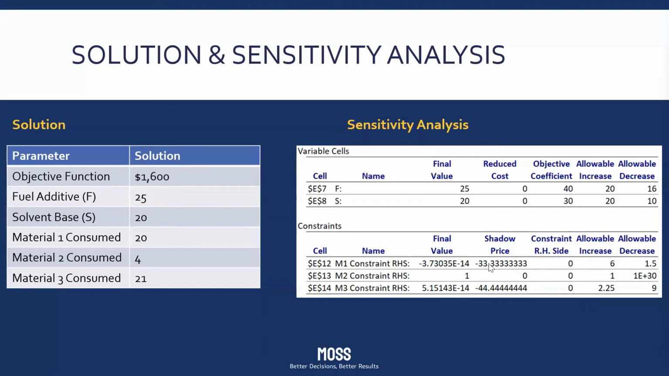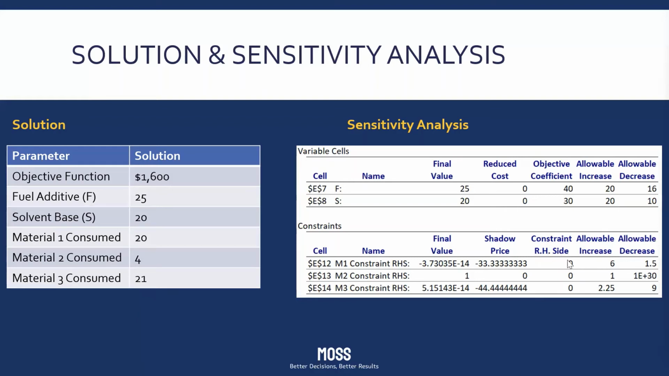Well, my objective function would go up by $33.33 for every additional ton of material 1 I had available. So if this went from 20 to 21, this would go from 1600 to 1633.33. Similarly, if I had an additional ton of material 3, 22 instead of 21, I would consume it, and this objective function would go from 1600 to 1644.44.